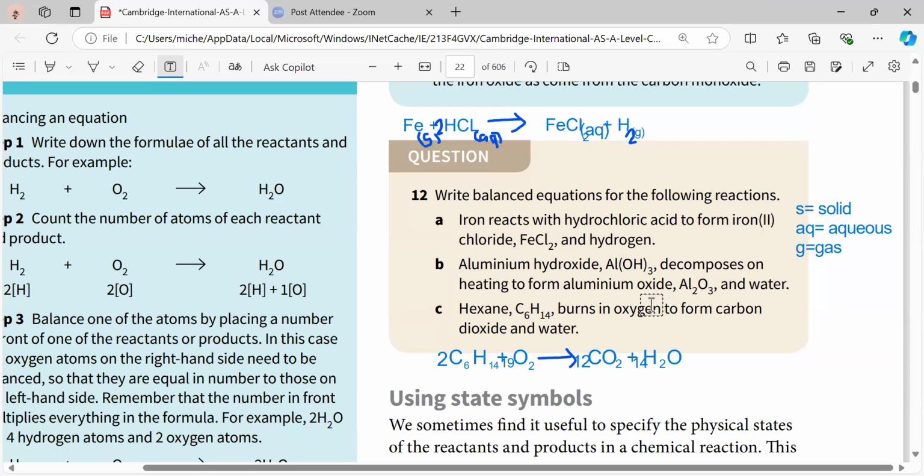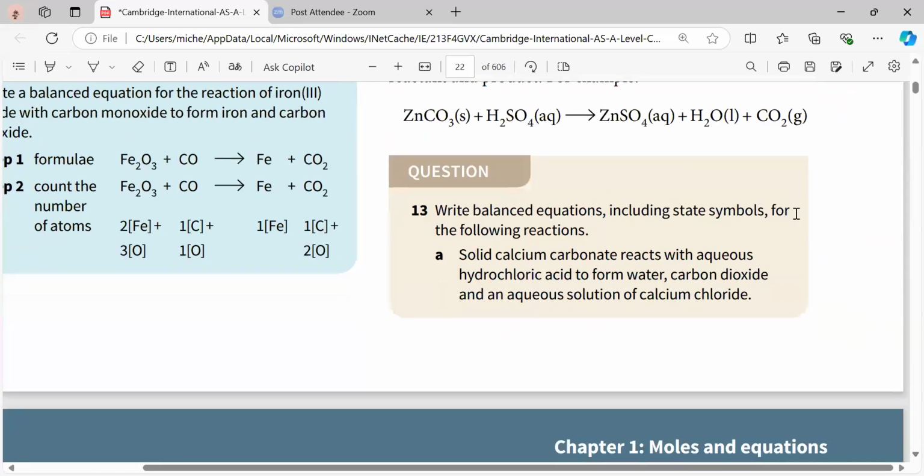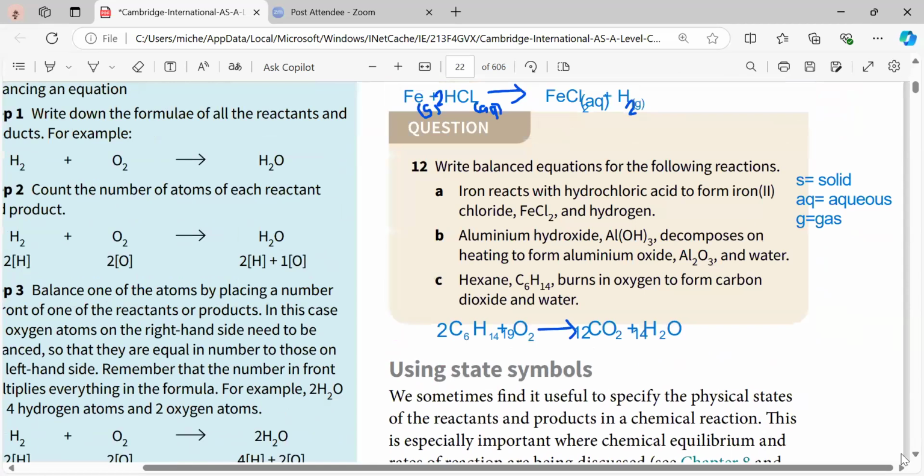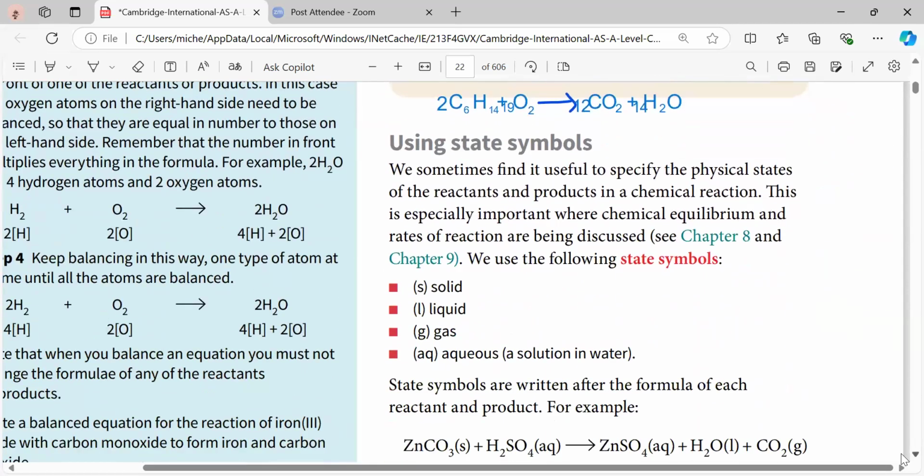I think there's actually another question below up to 12, which is question number 13. It has two parts, A and B, but I'm going to do only one of them. Okay, so this is the one that I've actually written, right here below, using state symbols. We sometimes find it useful to specify the physical states of the reactants and products in a chemical reaction, which is what I said previously.